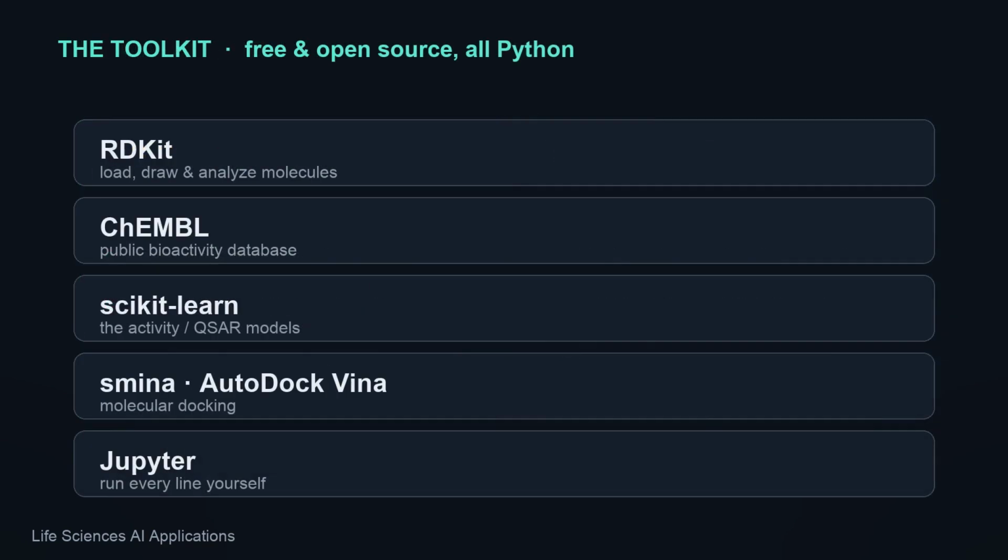Here's the good news: the core tools are free, open source, and it's basically all Python. The star is RDKit, the cheminformatics toolkit that lets you load, draw, and analyze molecules in code. We'll pull data from ChEMBL, a public database of bioactive molecules. We'll use scikit-learn for machine learning, and smina for docking later on. And we'll work in Jupyter notebooks, so you can run every line yourself.